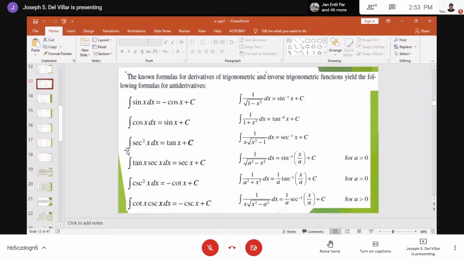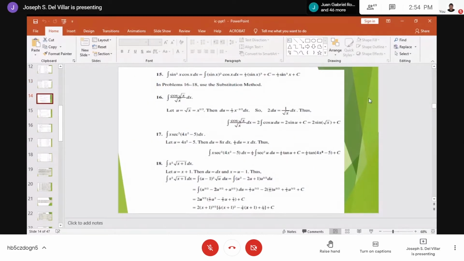Okay, by the way, I'd like to emphasize that the pronunciation of secant is "secant" and not "secant," as you have been taught in high schools. Okay? That's the correct pronunciation. And that's why you can hear me pronouncing it that way. Okay? So these are the formulas, including the secant, cosecant, cotangent, tangent. Okay, let's try this, number 15.